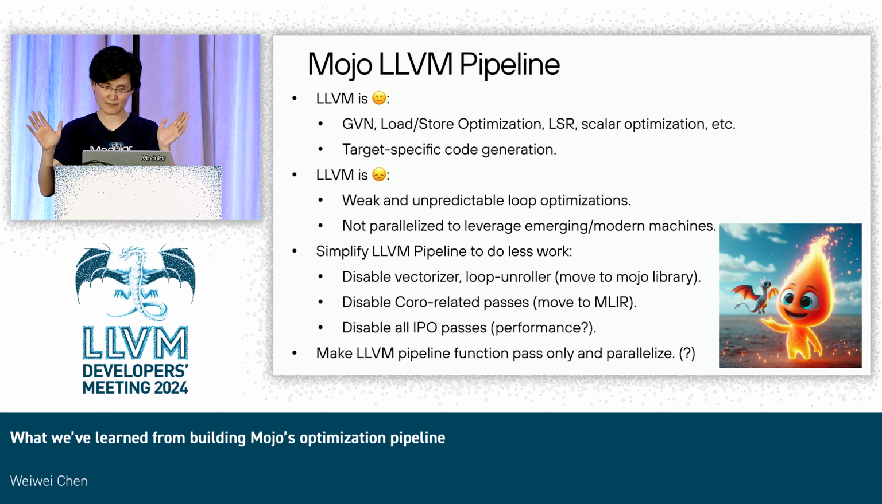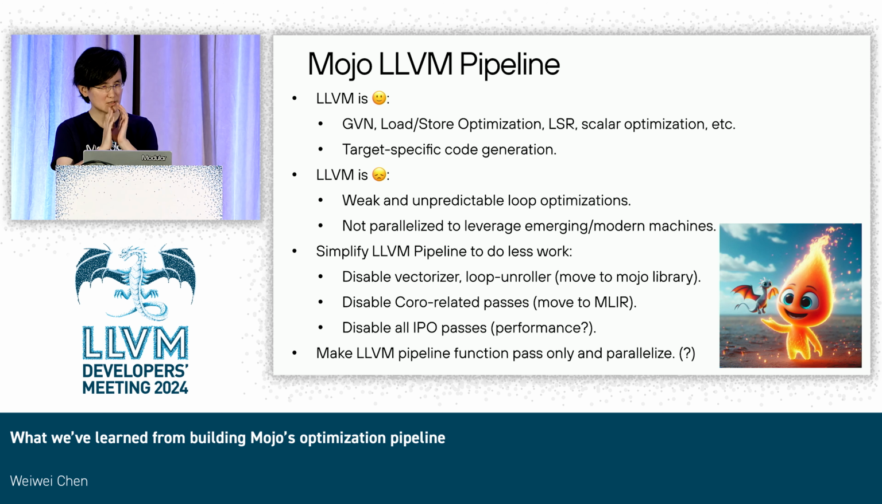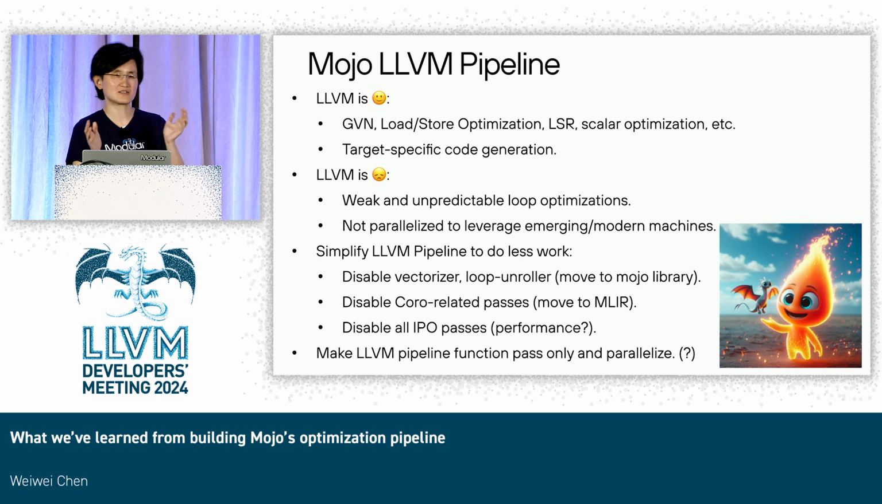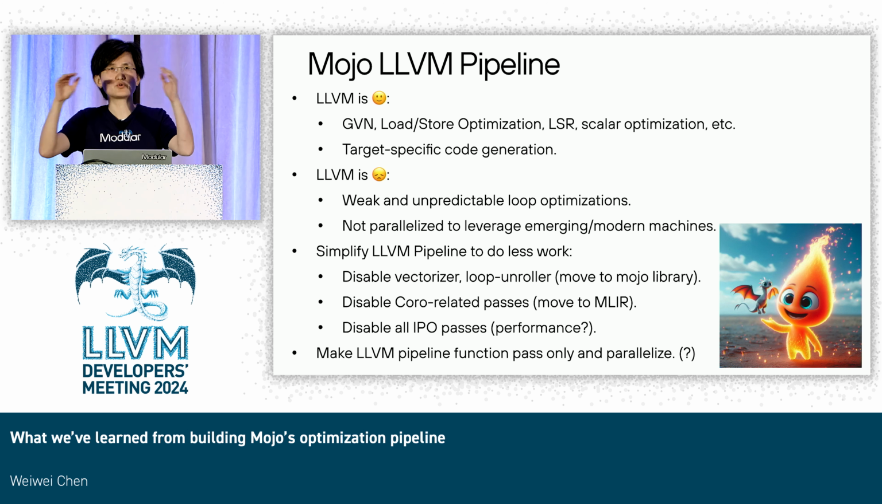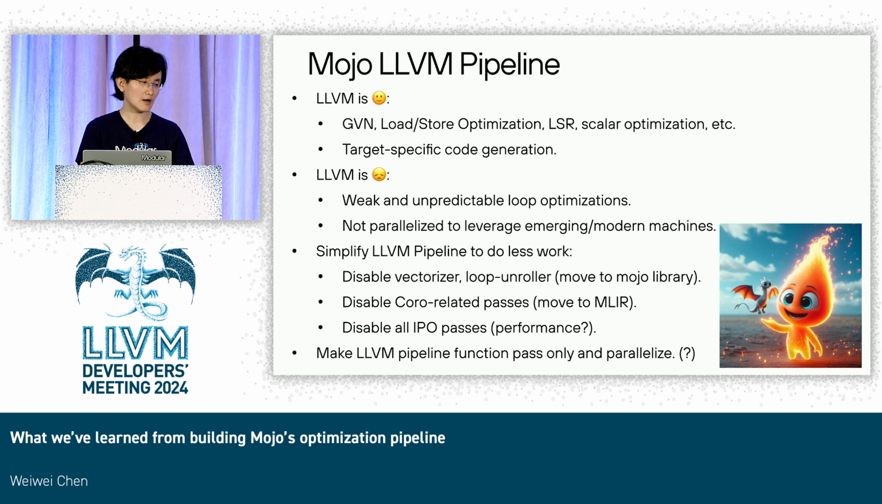We don't have to reinvent the wheel. We still want to keep those things. However, LLVM is not super desirable, right? It's not perfect. It has weak and unpredictable loop optimizations. There are a lot of heuristics. It may happen, it may not happen. From the program's perspective, you don't really have a lot of control over that. And also, more importantly, LLVM is single-threaded. It's not parallelized, so it's very hard to leverage the multiprocessors we have in modern machines.